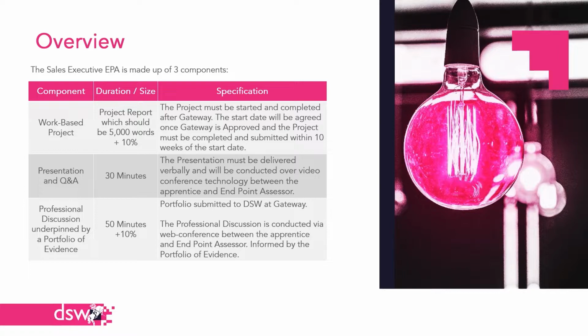Here we have an overview of the assessment methods used for the Sales Executive Standard. It's made up of 3 components. We have a work-based project which must be completed after Gateway, and the apprentice has 10 weeks to complete that. There's a 30-minute presentation and Q&A between the assessor and apprentice, and a professional discussion underpinned by a portfolio of evidence, with the portfolio being submitted at Gateway. We'll look at each method in a bit more detail now.